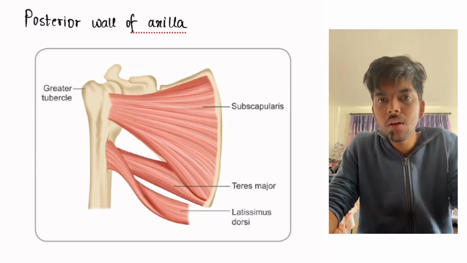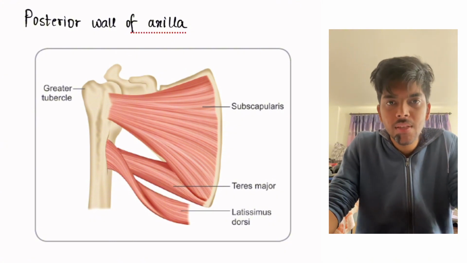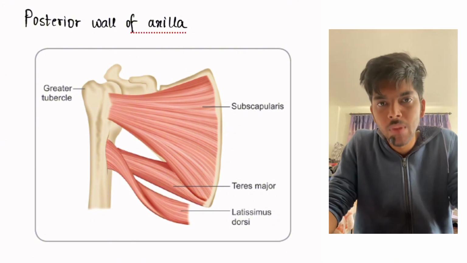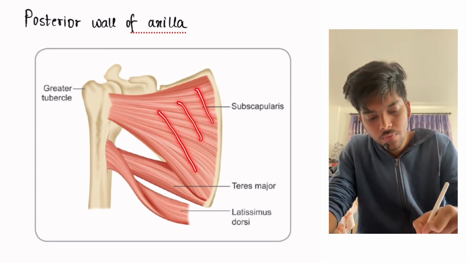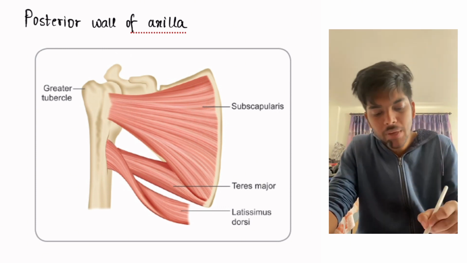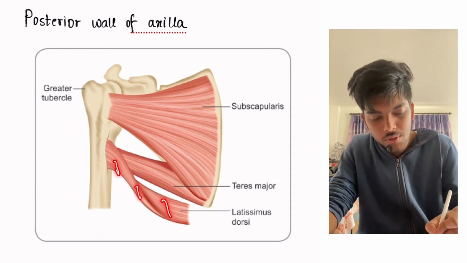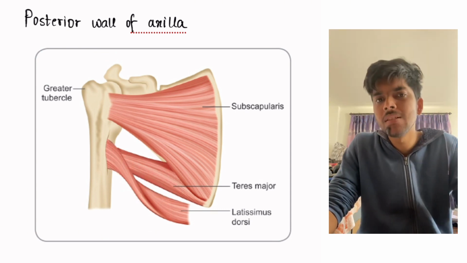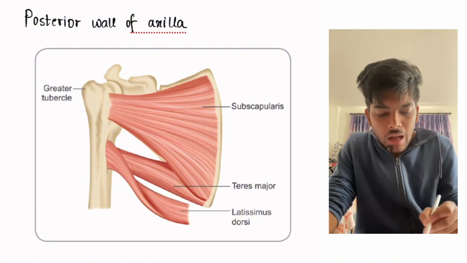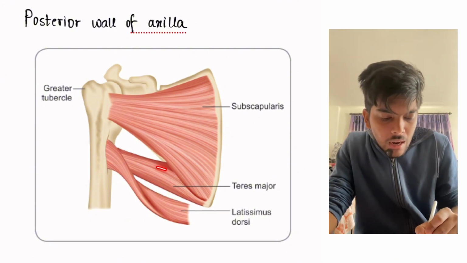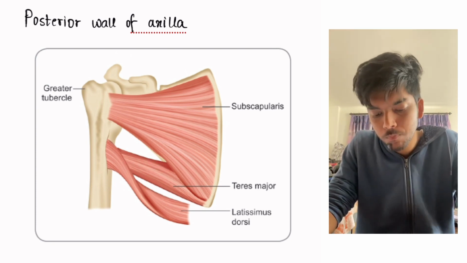The posterior wall of axilla is composed of the muscles that are present at the back of the axilla. And these are the subscapularis muscle, teres major muscle, and latissimus dorsi muscle. Teres major muscle actually originates from the back of the scapula. However, it kind of twists and then inserts in front of the humerus.